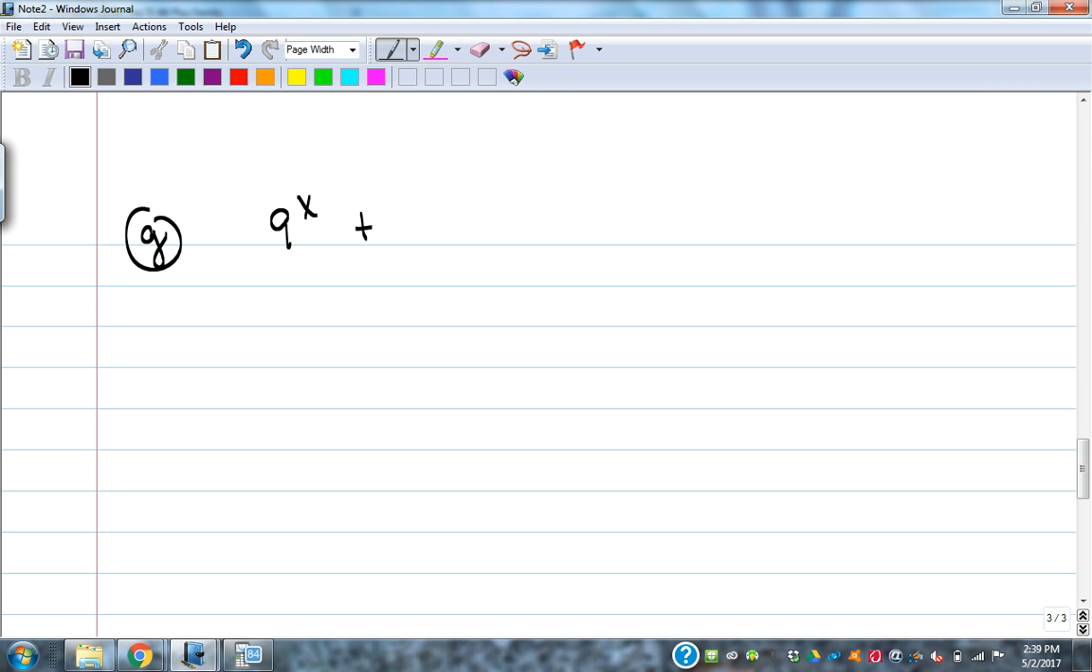Okay, let's look at 9 to the x power plus 6 equals 41. Well, what's different about this one that the other ones didn't have? It's got an extra piece, right? Yeah, it's got some more stuff. That plus 6 in there. How can we get rid of that? Move it over to the other side. Get rid of it. Subtract. 9 to the x equals 35.